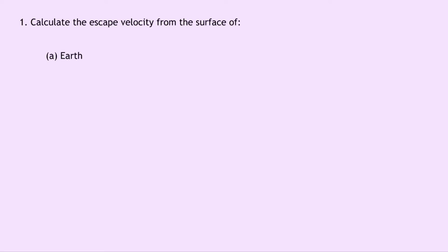In this video we're going to go over 3 worked examples to show you how to do problems involving escape velocity. If you haven't already done so, check out my previous video covering the theory on this topic, and that way you can apply what you learned in that video to this one. So let's get started.